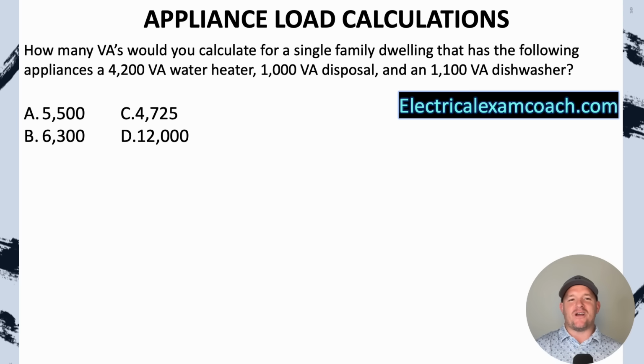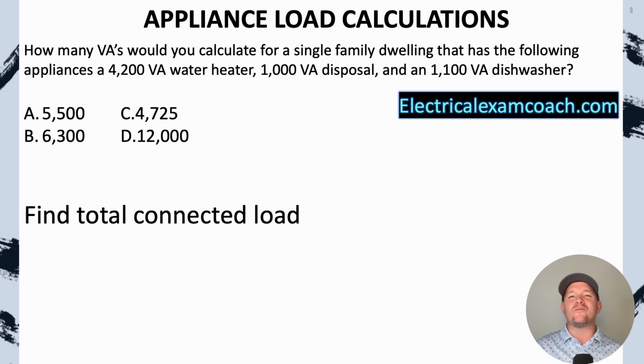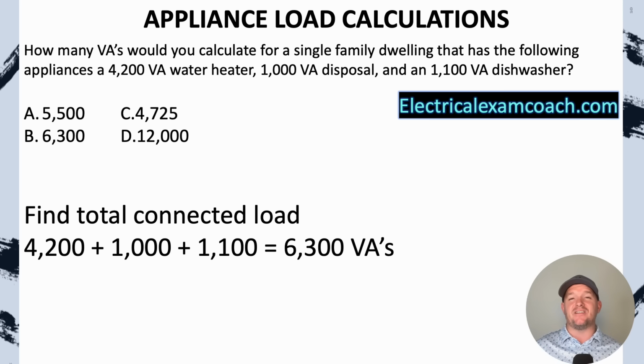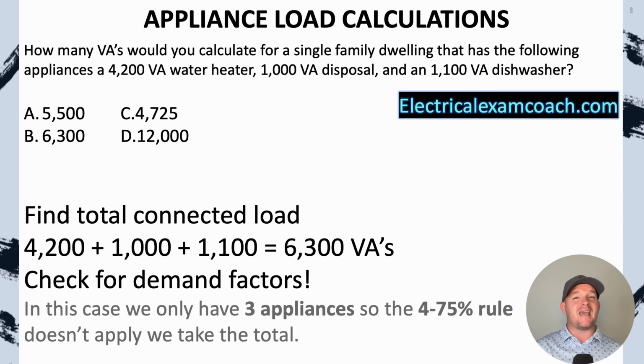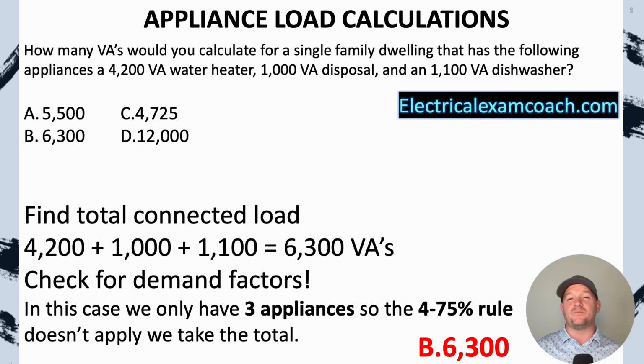Let's do a couple practice questions. How many VAs would you calculate for a single-family dwelling that has the following appliances? A 4,200 VA water heater, a 1,000 VA disposal, and an 1,100 VA dishwasher. Step 1, we're going to find our total connected load. When we total them up, we get 6,300 VAs. Now, we check for demand factors. Well, in this case, there are only 3 appliances, so the 4 or more 75% rule does not apply. All we have to do is total it up, and we select B.